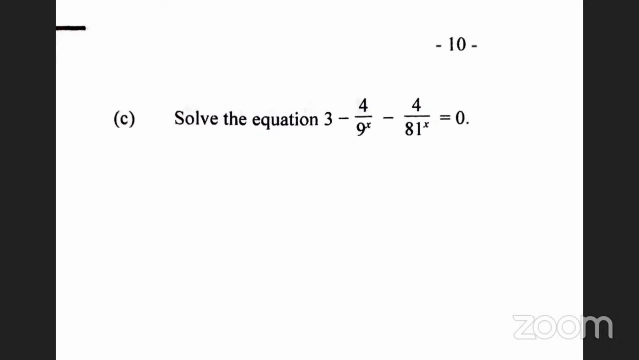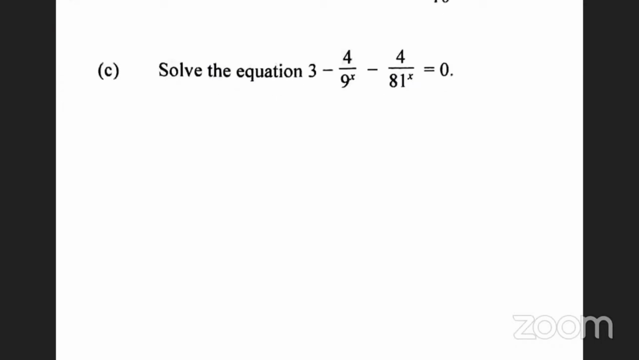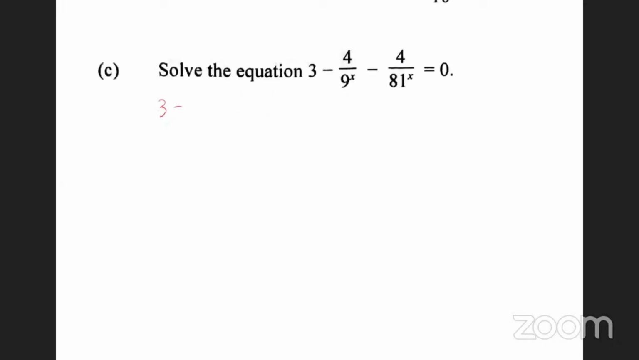Right, let's see how it worked out. So we could convert all to the same base. So we could convert the denominators to the base 9, right? So that'll be 4 over 9 to the x minus 4 over 9 to the 2x is equal to 0.